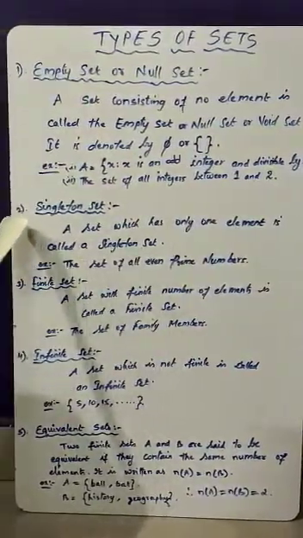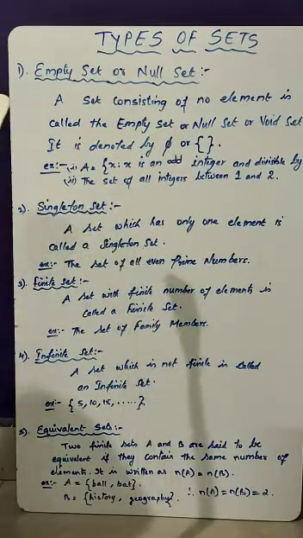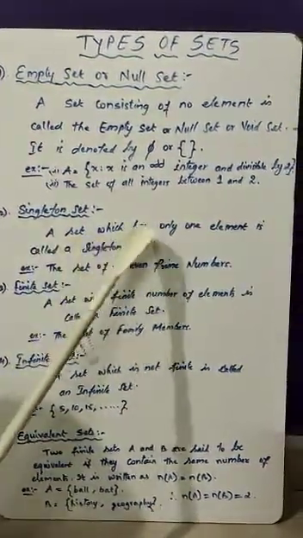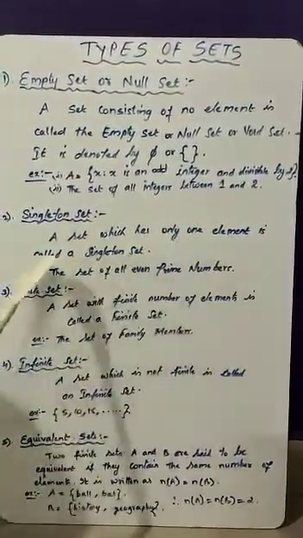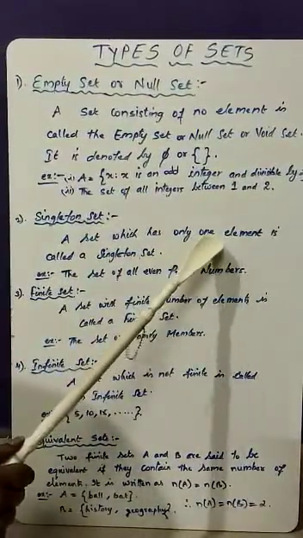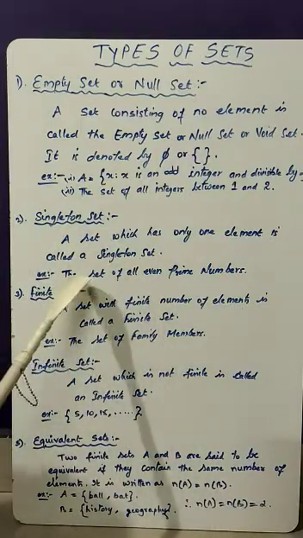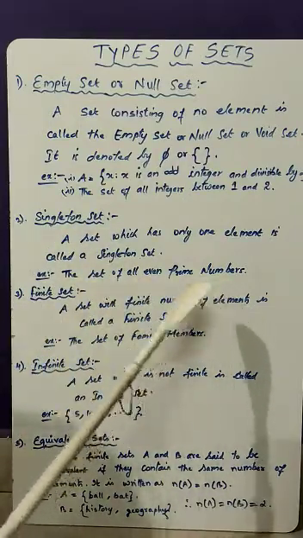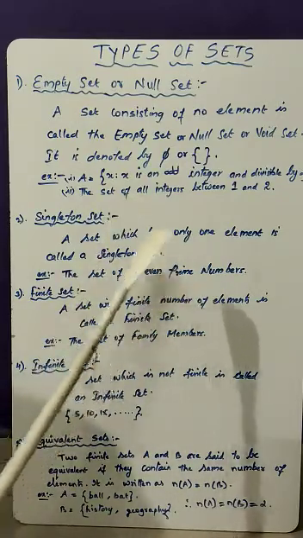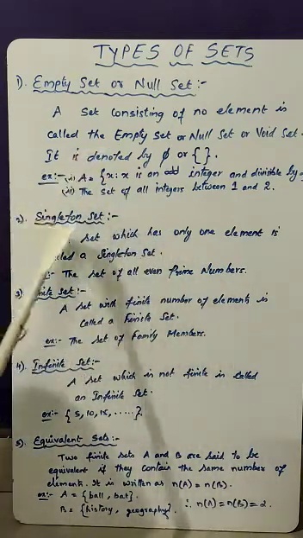The second one is the singleton set. Singleton means only a single number. The definition is: a set which has only one element is called a singleton set. For example, the set of all even prime numbers. Even prime numbers means only 2. That is only one number. That is an example of a singleton set.